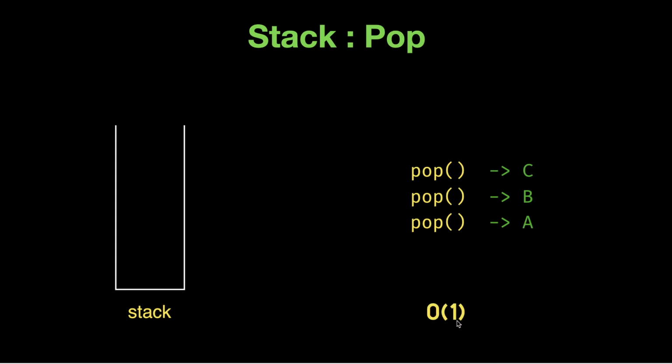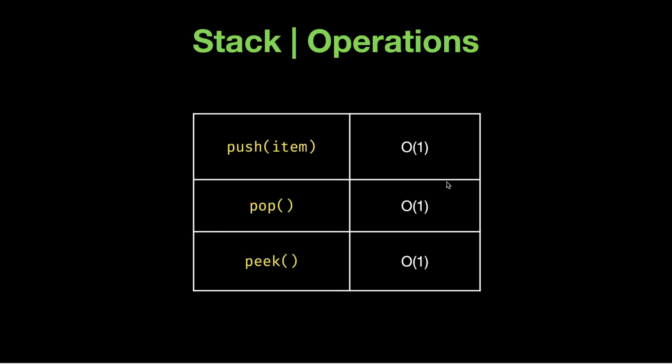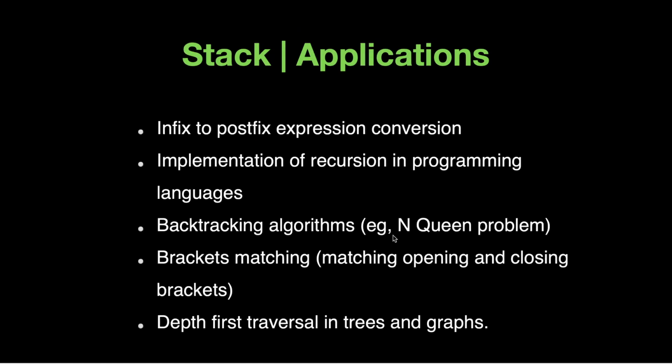This is also clearly O(1) time, right? Because when you pop, you just access the top of the stack and remove it. So you need not traverse the stack as a whole. So we can clearly see push, pop and peek are all implemented with O(1) algorithmic complexity.